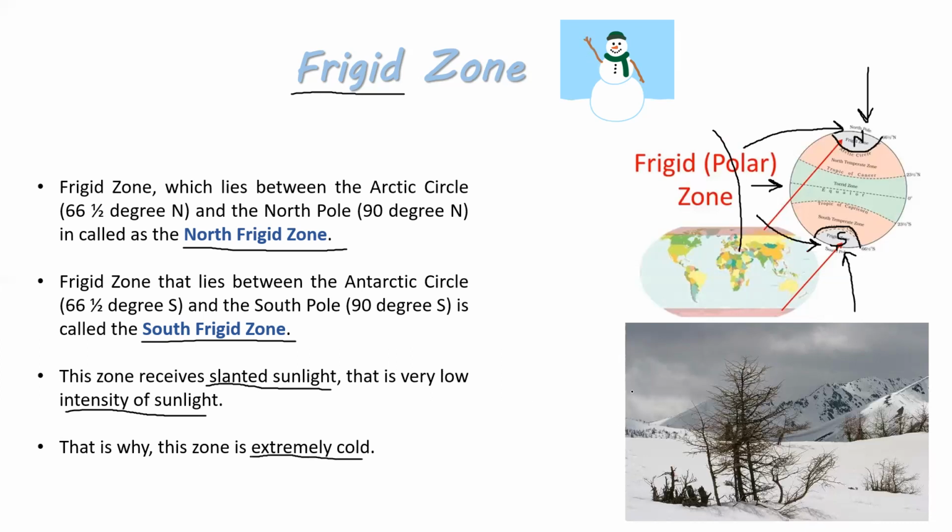So this is one picture from the North Pole. You see there is nothing but ice covered mountains. All right, nothing but snow. So this zone is called the frigid zone.